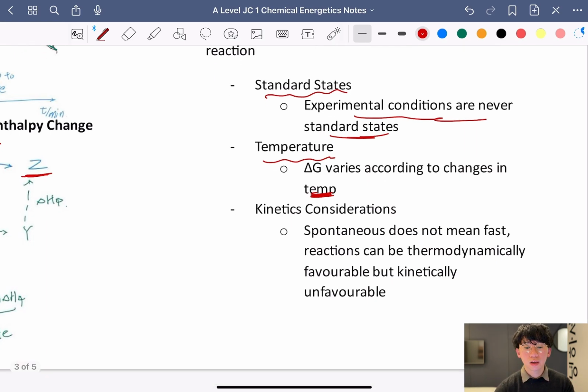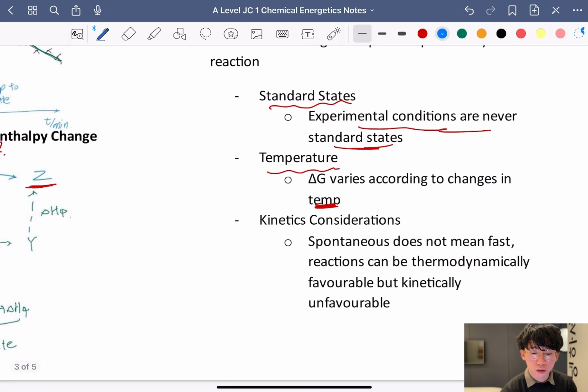And lastly, the most important consideration of them all, and perhaps the most powerful explanation, is that you can't predict kinetics using delta G. Delta G only tells you the thermodynamic stability. Yes, the thermodynamic stability. Very long word. But you can't tell how fast a reaction could go with delta G.